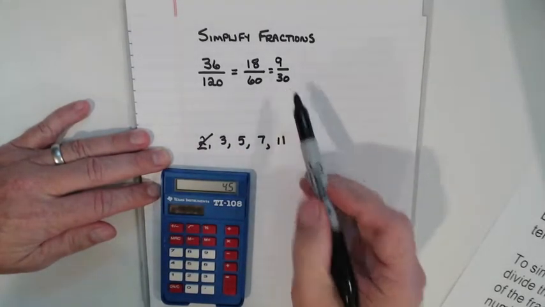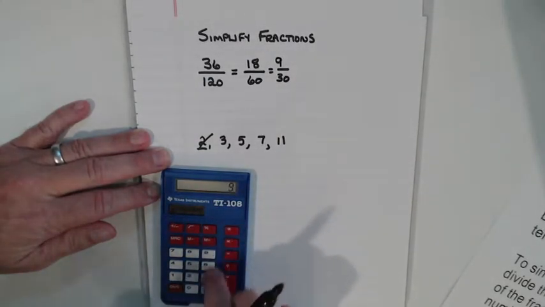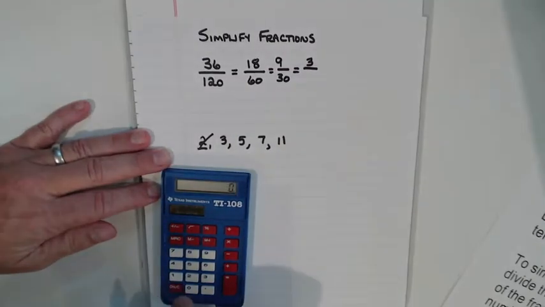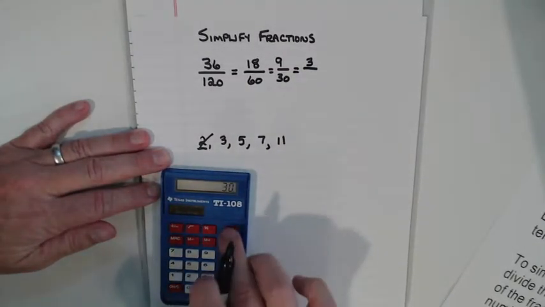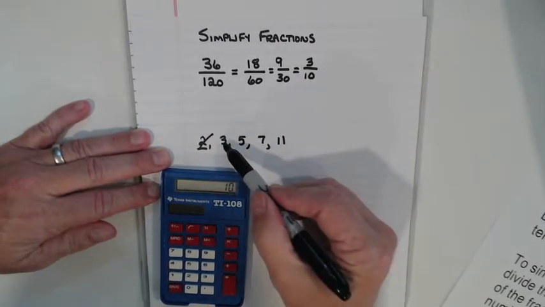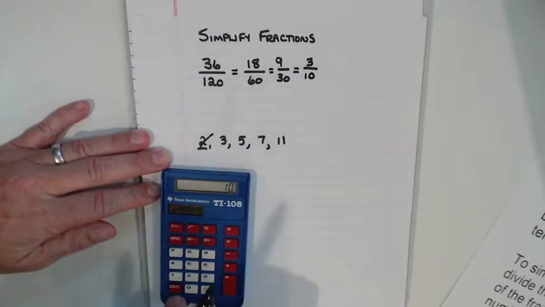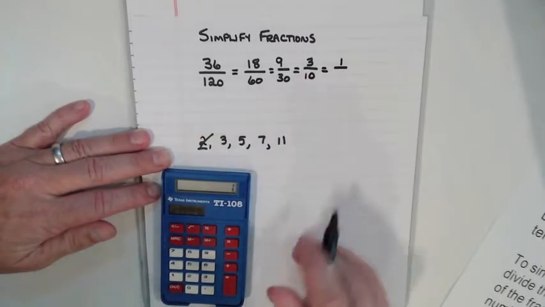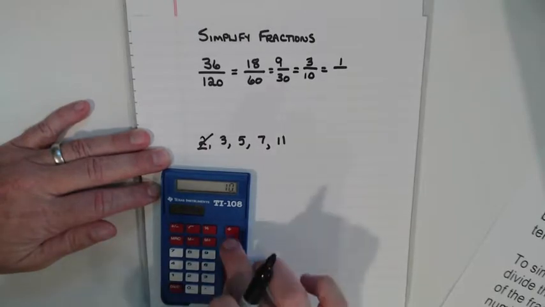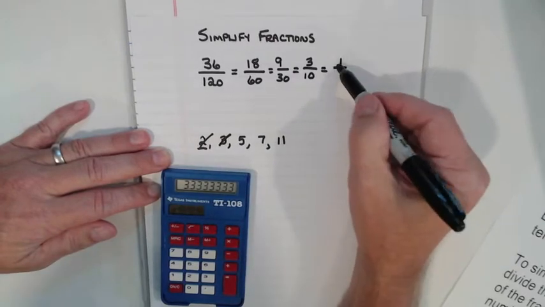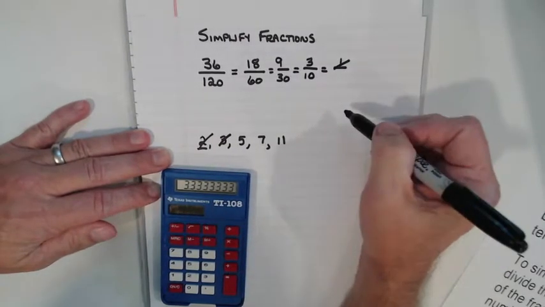Let's see if 3 will go into both of these. 9 divided by 3. It's working for the top one. Let's see if it's working for the bottom one. 30 divided by 3. It worked once. Let's see if it'll work again. We'll take this top number, divide it by 3. 3 divided by 3. It's working for the top number. Let's see if it works for the bottom number. 10 divided by 3. Nope. 3 doesn't work. I marked through that because it worked for the top, but it didn't work for the bottom.